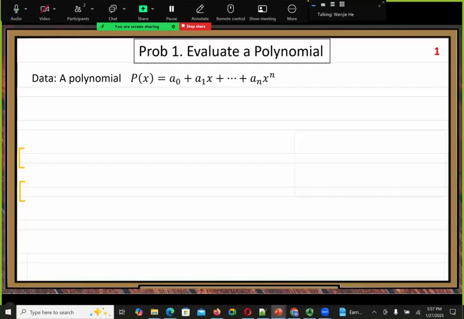The highest term we call the leading term. When we say the leading term, we need to assume it is not equal to 0. a sub n cannot be 0. That's the leading term. So these n plus 1 coefficients must be given. Let's say floating point numbers.